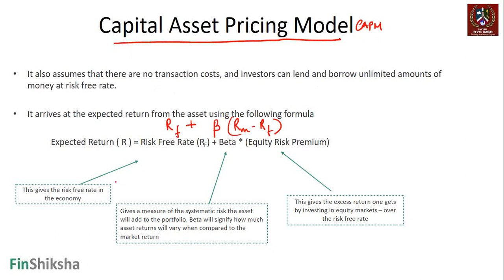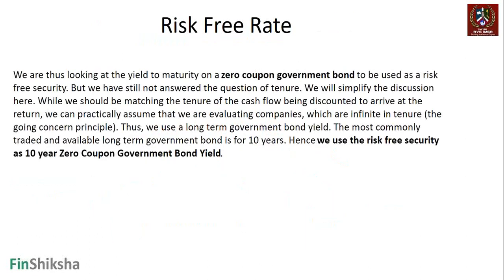So the risk-free rate in the economy is the minimum you should get. For investing in anything other than that, let's say the equity markets, you want an extra risk premium because you're taking a bigger risk by investing in risky assets. And then within the stock market, every individual stock will have its own risk, which is given by the beta. So you take these three parameters and you arrive at what is called the cost of equity. Now these three parameters become important when you are evaluating the cost of equity. So let's look at them one by one.